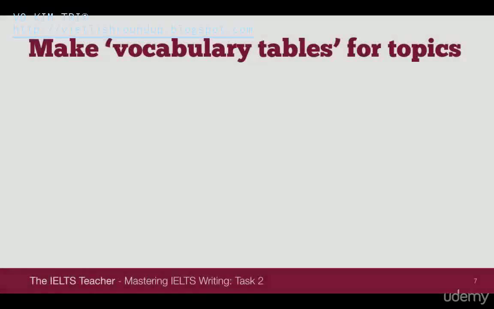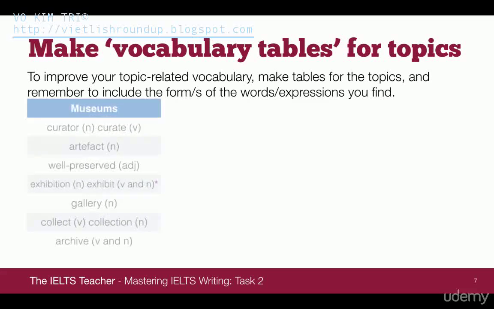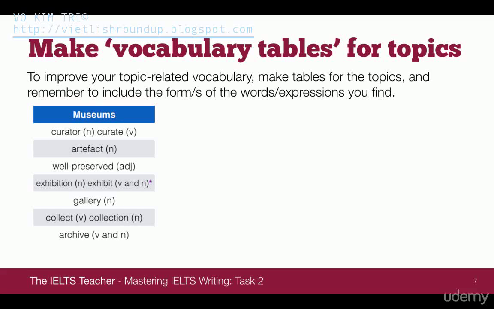So, one way that you can improve your topic-related vocabulary is to make vocabulary tables for topics. Here are a couple of examples. With museums, you could remember to write down different word formations as well. You've got curator as the noun of the person and curate as the verb, artifact, well preserved, exhibition, exhibit, gallery, collect, collection, archive. Notice that I'm writing down all the word formations here as well, verb and noun.